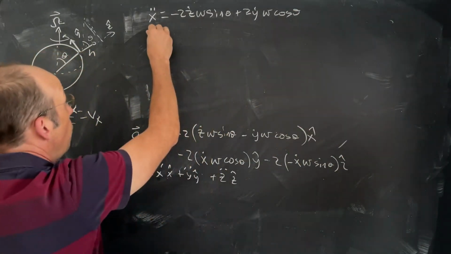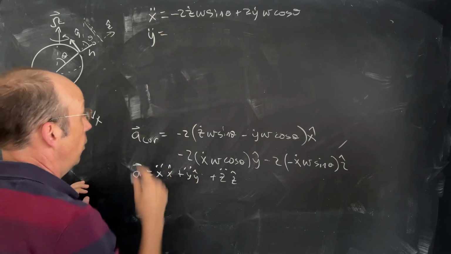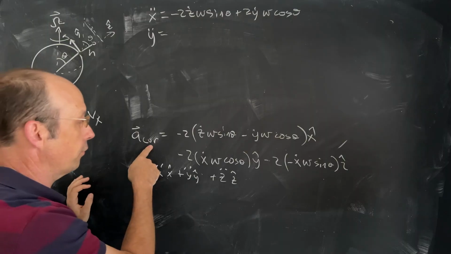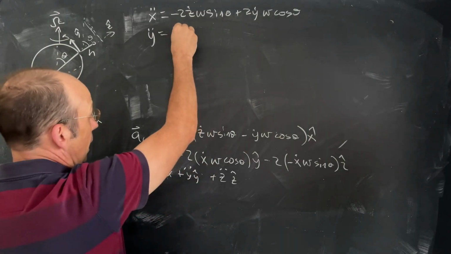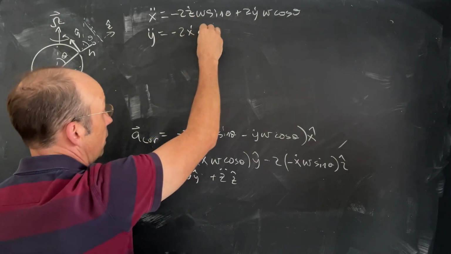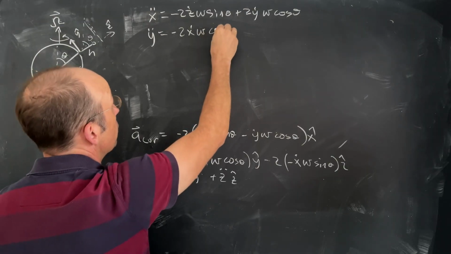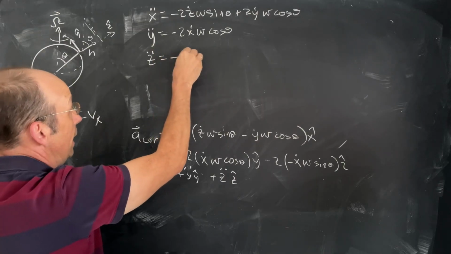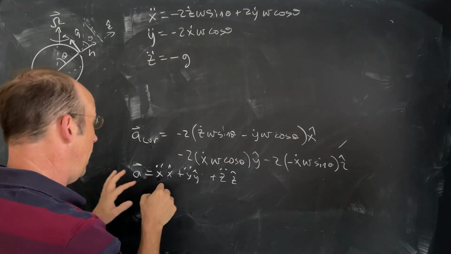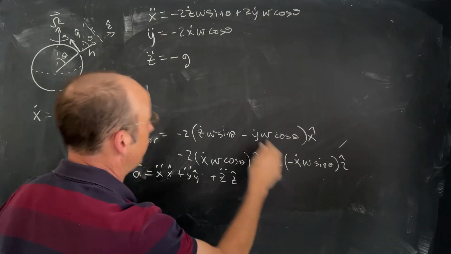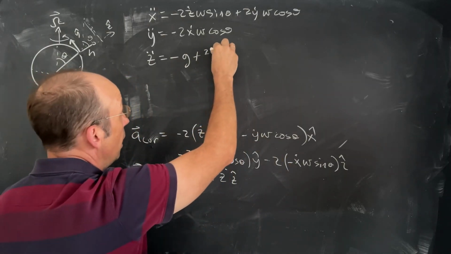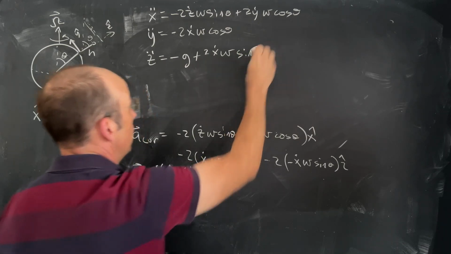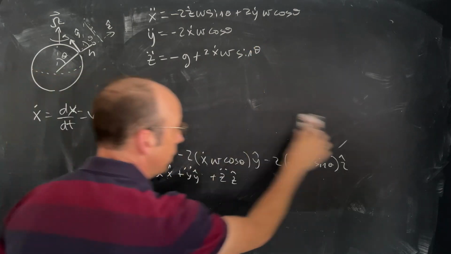I can do the same thing for the y double dot. Y double dot, okay, again, doesn't have a g component, so it just has the Coriolis force. So I get this, negative 2 x dot omega cosine theta. And then for the z direction, that one does have that negative g component in there. And then I have this. So I have a negative times a negative plus 2 x dot omega sine theta. Okay, so now I can erase all this stuff.